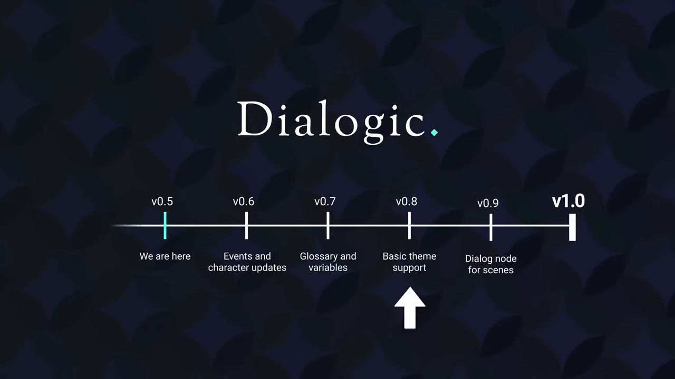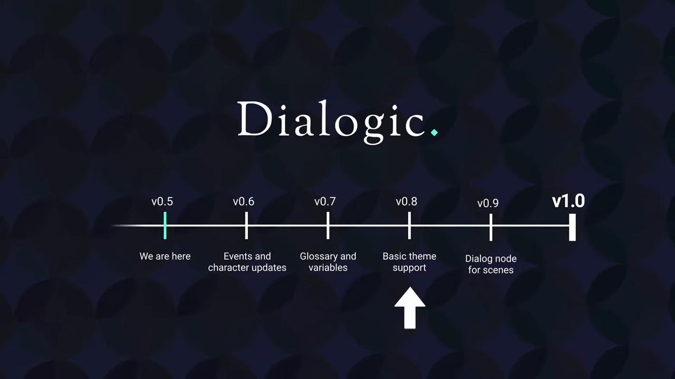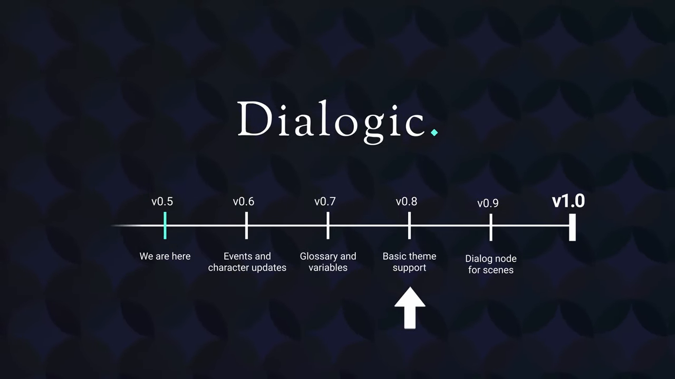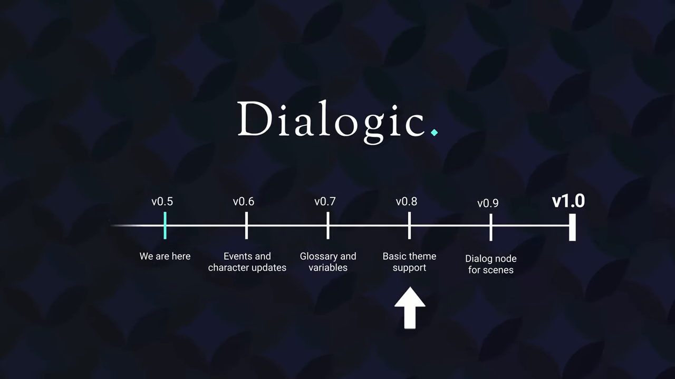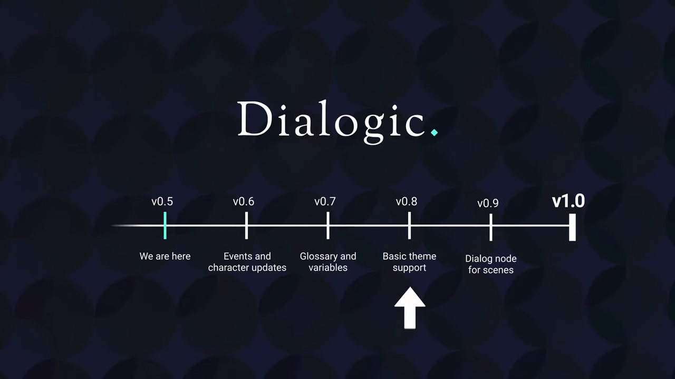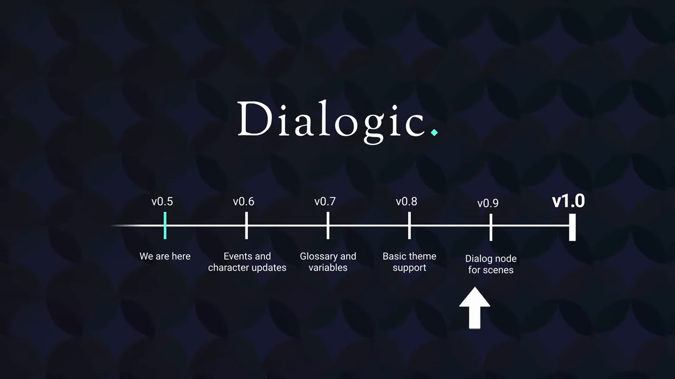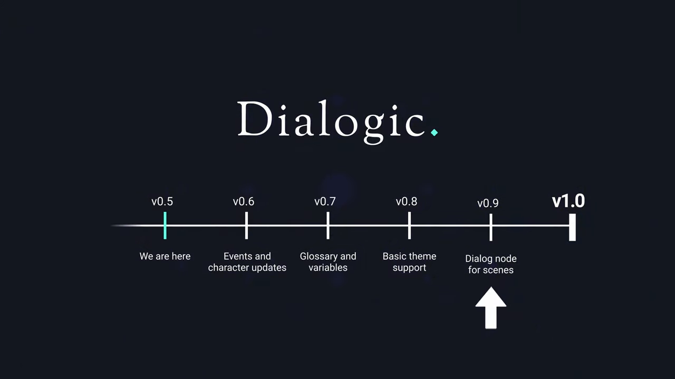On version 8, I want to do the dialogue styling with a basic theme. It's going to be super, super minimalistic. I don't want to make it super complex at the beginning. That can come after version 1. And version 9 will include the node that you can add in your scenes that will generate the dialogue as you have it on the previous plugins that I made.